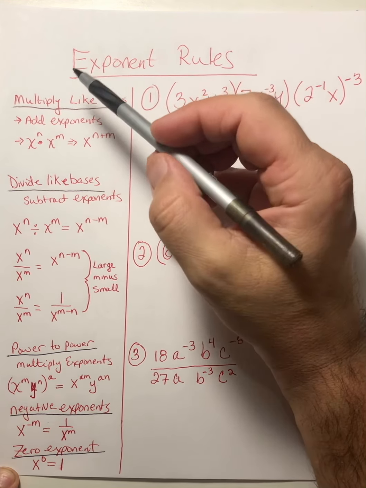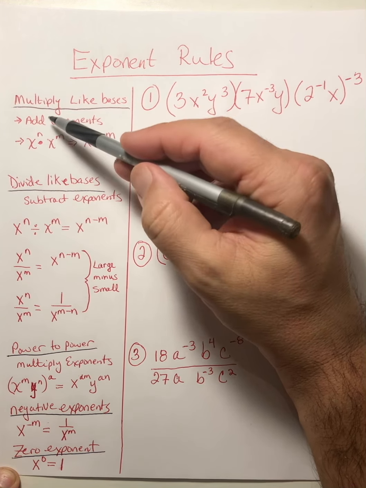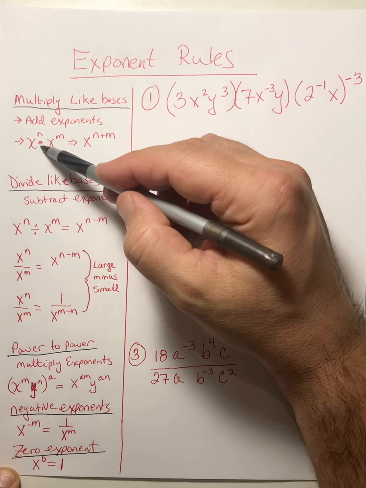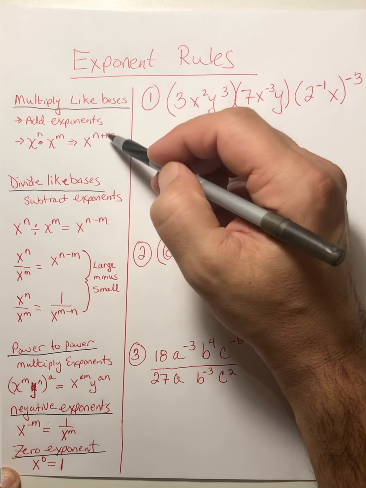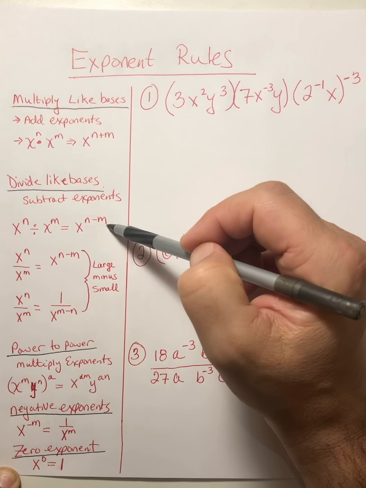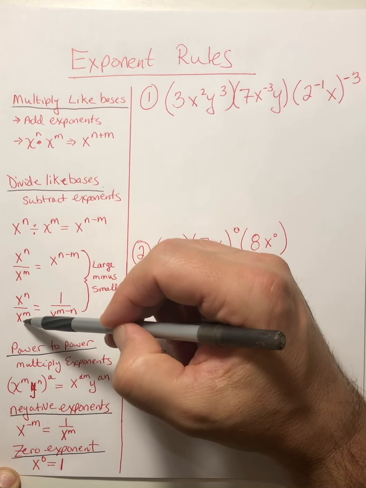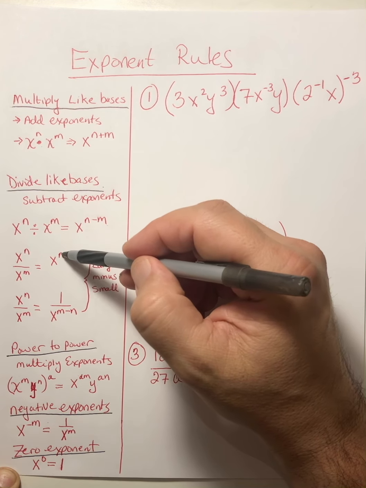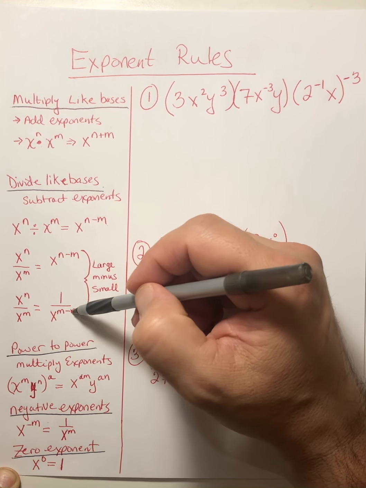Remember, when we multiply like bases, we just have to add the exponents. So here we have x to the n times x to the m. It's just x to the n plus m. That's old stuff. Dividing like bases, we subtract the exponents, okay? Now, when it's written out as a fraction like this, we can write it this way, n minus m, or else you can say 1 over m minus n.